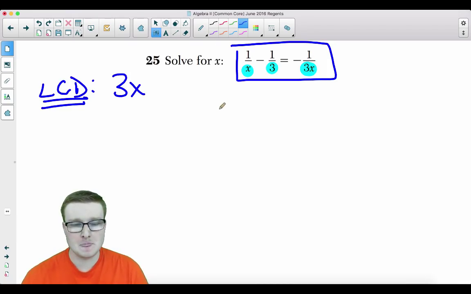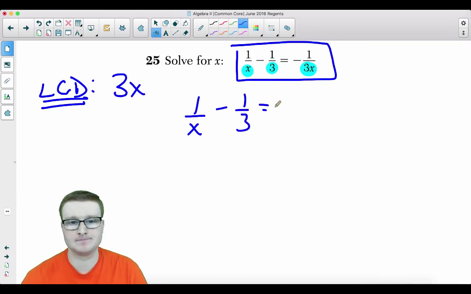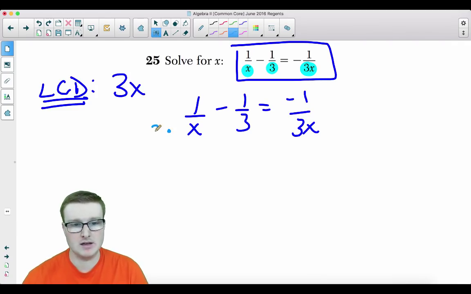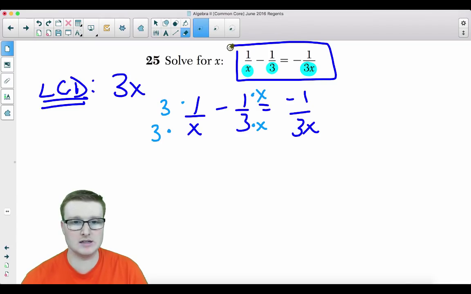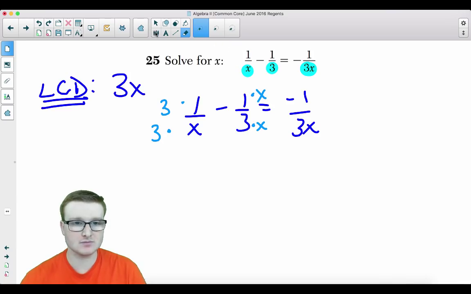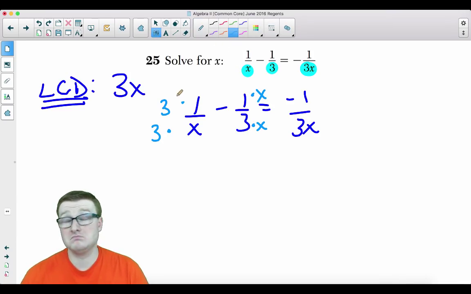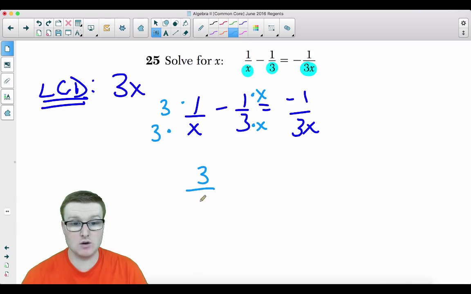So what I'm going to do is rewrite this, make it a little bit neater. I'm going to multiply this fraction by 3. What you do to the bottom, you must do to the top. Multiply this by x and x. And this, we do nothing to, because the least common denominator is 3x. We don't need to change anything. So we get 3 over 3x minus x over 3x equals negative 1 over 3x.